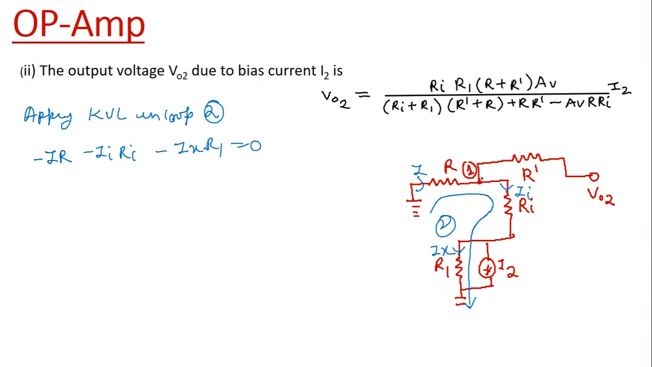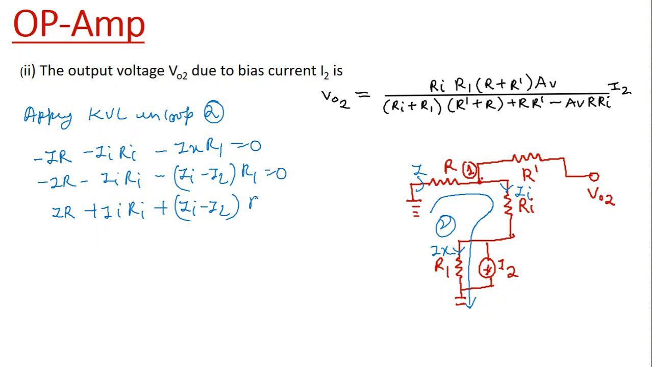So Ix we found out from equation II minus I2. So minus IR minus IIRI minus (II minus I2) into R1 is equal to 0. So we shift all the negative signs there: IR plus IIRI plus (II minus I2) into R1 is equal to 0. This is the equation which we are getting. Let this be equation number 4.